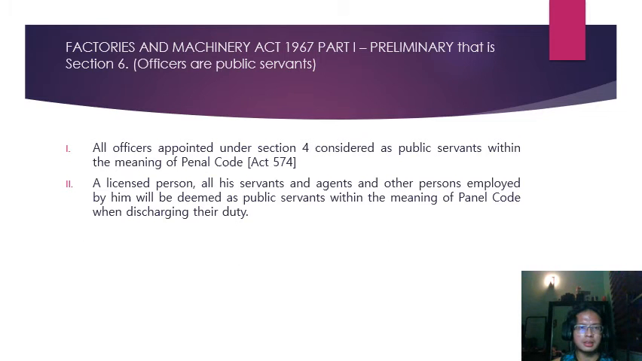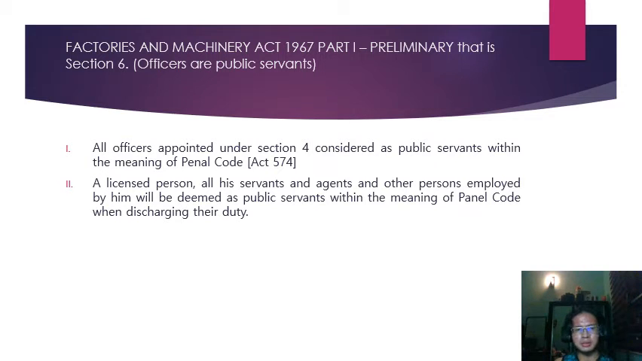So next, the part I will choose for my report. I choose the Factories and Machinery Act 1967, Part 1, Preliminary, that is Section 6: Officers are public servants. So in this act, it says that all officers appointed under Section 4 are considered as public servants within the meaning of the Penal Code, section 21, the Penal Code of national workers law.